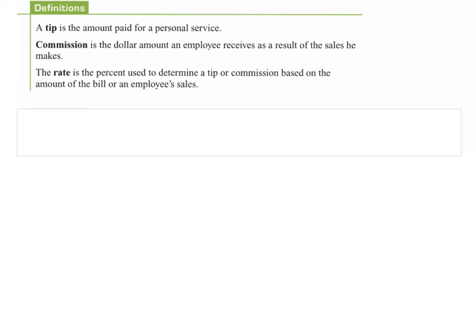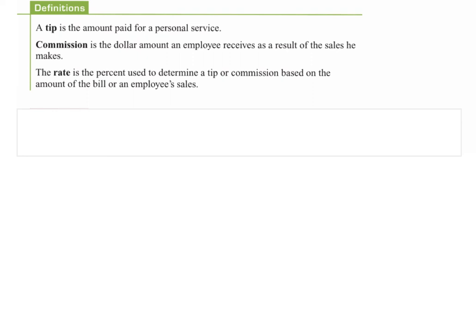A commission is the dollar amount that an employee receives as a result of the sales he makes. Tips are usually paid by the customer. Commissions are usually paid by the retailer, by the place that the person works. The rate is the percent used to determine a tip or a commission based on the amount of the bill or of the employee's sales.